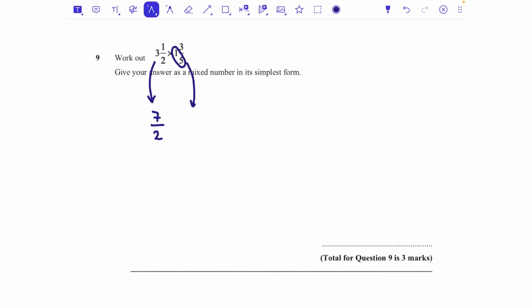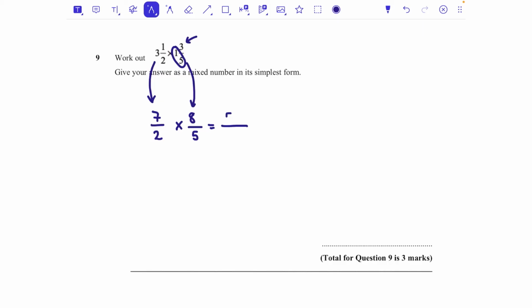1 times 5 is 5. Add the 3 is 8/5. Good, and we're multiplying those together. Now, when we multiply fractions, we do not need to make the denominators the same. You only need to make the denominators the same for adding and subtracting fractions. So when we're multiplying, this is one of the nicest things we could be asked to do.